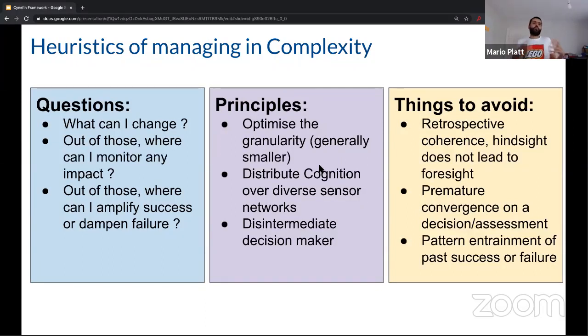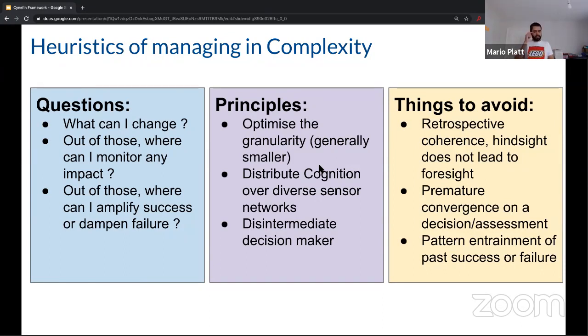So it's about what are the things that I can change. Out of those, where can I monitor any impact? So where can I put something where, if I make a change, I can see how it affects the complex adaptive system that is our organizations? And out of those, where can I amplify success or dampen failure?